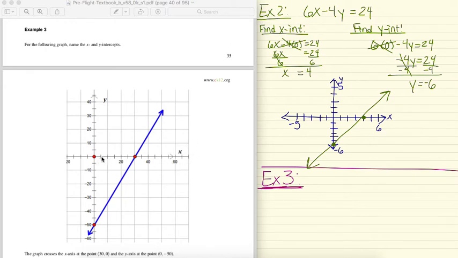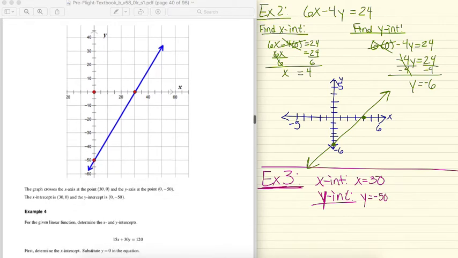So let's see here. We have 1, 2, 3, 4 tick marks to get to this 20 point, which means we must be going by 5s. So this right here must be 30. So our x-intercept is when x is equal to 30. Our y-intercept is at a nice value of -50.